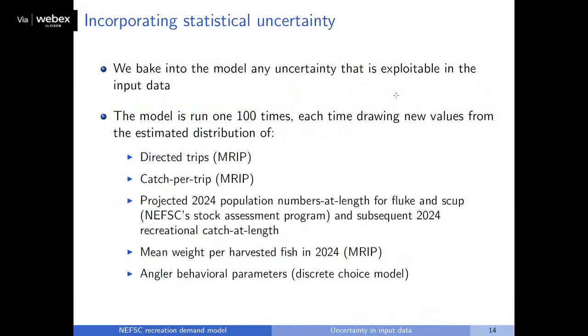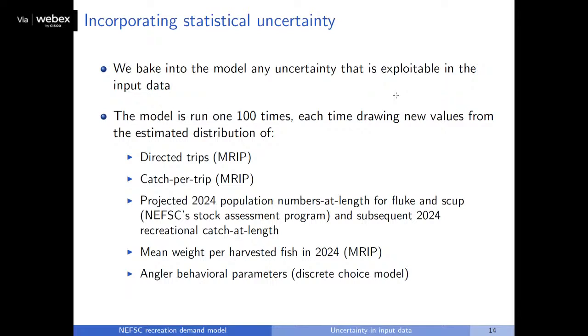One of the most important aspects about this year's version of the model is that we are baking into the model any uncertainty that is exploitable in the input data. We run the model 100 times, and each time we draw new values from the estimated distributions of directed trips, catch per trip, the projected 2024 population numbers at length, distribution for fluke and scup, which again affects the projected 2024 recreational catch-at-length, the mean weight per harvested fish in 2024, and angler behavioral parameters.